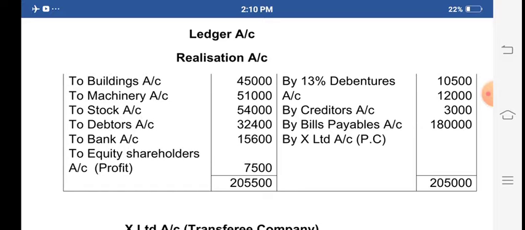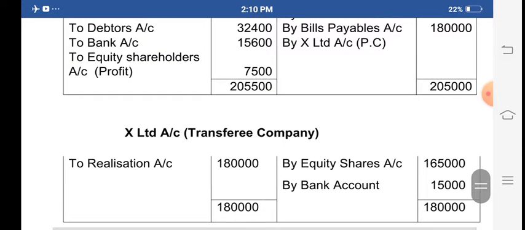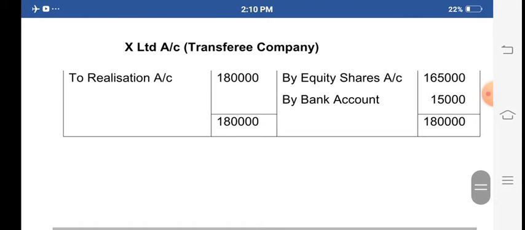In the last class we did half the problem. We already passed the closing entries in the books of the transferor company, and we saw the preparation of the realization account. In the debit side, all the assets we have to record, and in the credit side all the liabilities we have to record. Okay, so now see, the transferring company account we have to prepare.